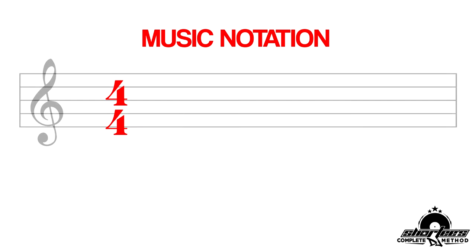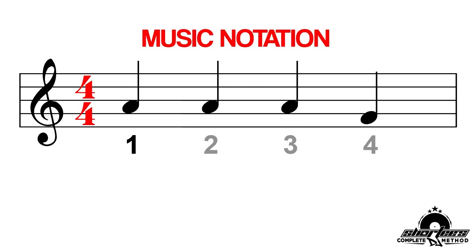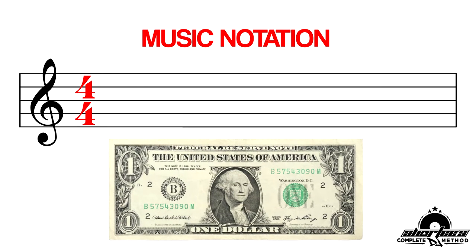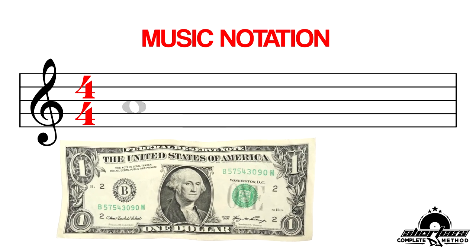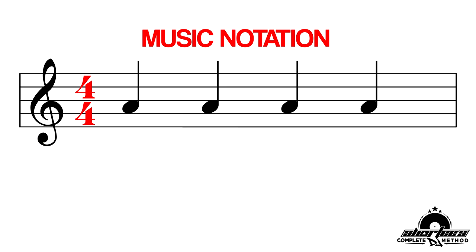A little fraction code at the beginning of the staff is called the time signature, and that tells you how to count the beats. Most of the music DJs play is in 4-4 time, which means there are four beats in every bar. The top number in the fraction represents the number of beats to count in each bar. Four beats. The bottom number indicates which type of note receives one beat, or count. The quarter note. Here's a tip for you. A bar of 4-4 time is like a dollar bill. $1, being the whole note, is equal to 4 25-cent quarters, which are the quarter notes. Since one bar is four beats, we count it 1, 2, 3, 4.